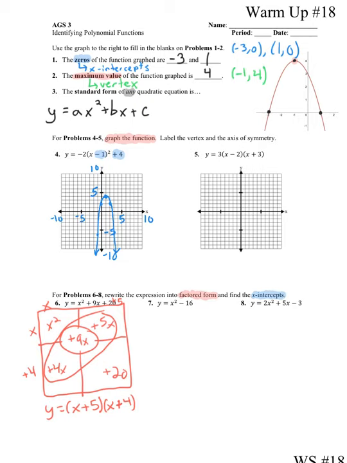But the key is we should be able to identify the vertex, because this is in vertex form, as (1, 4). And then the axis of symmetry is just a label as well. Axis of symmetry is always the line that cuts the parabola perfectly in half. And it's always going to be the x value of the vertex. In this case, it's x equals 1. That would be the axis of symmetry part.